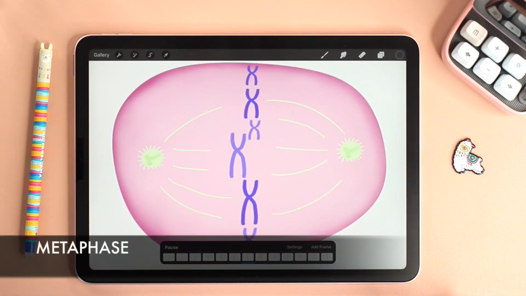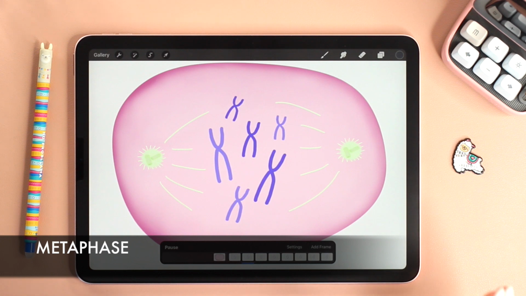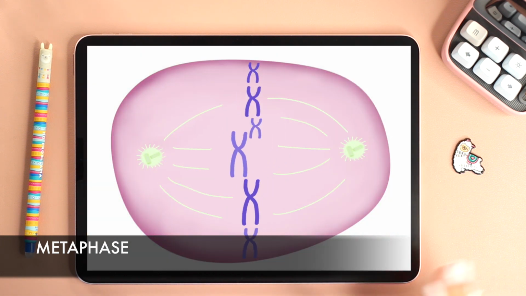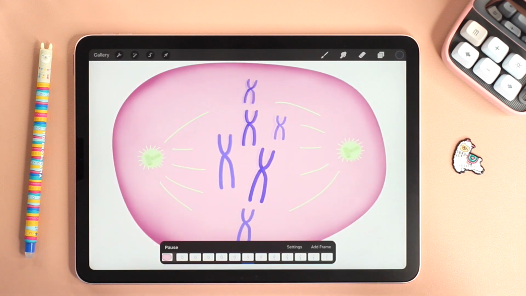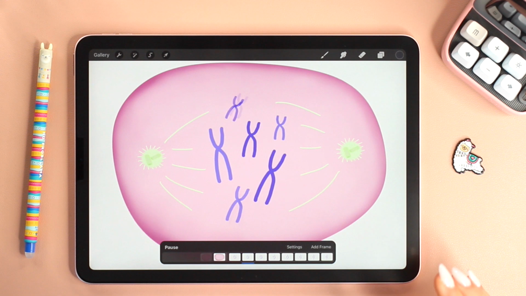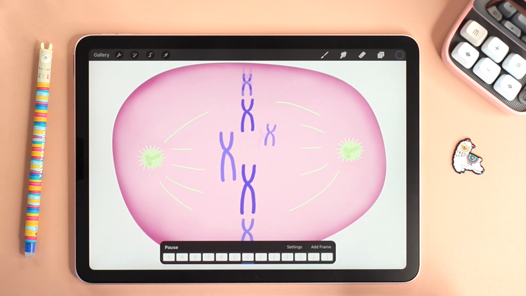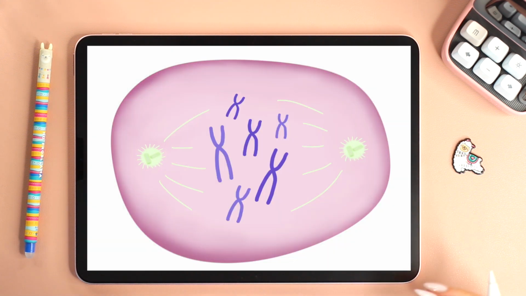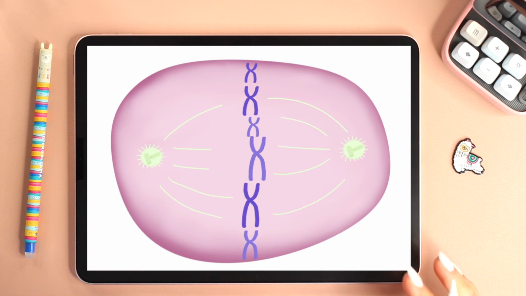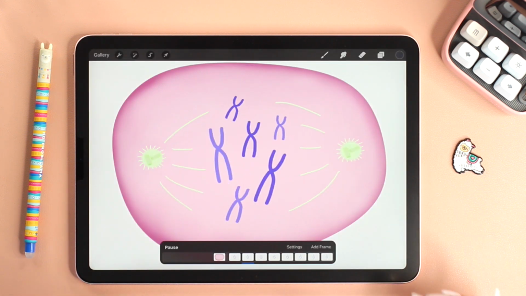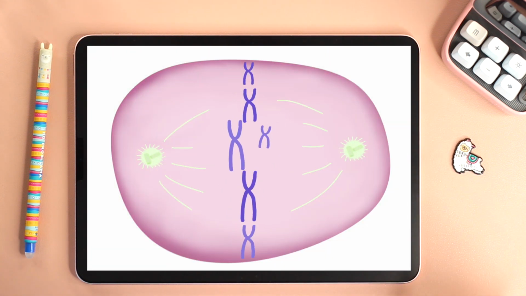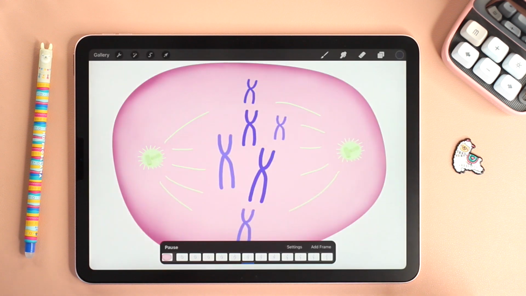So now let's move on to metaphase. Meta, let's meet in the middle. This is a nice mnemonic for you to remember that in metaphase, all the chromosomes meet at the center of the cell. So as the microtubules keep growing, they move the chromosomes to the center of the cell. They create this imaginary center or plate, which is called the metaphase plate.